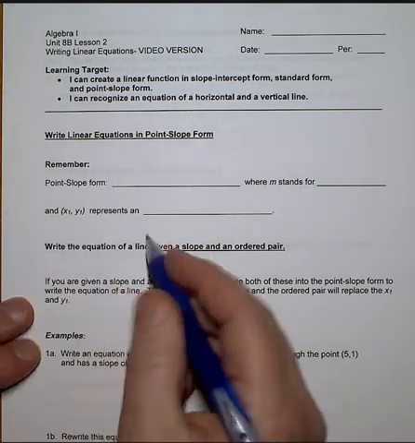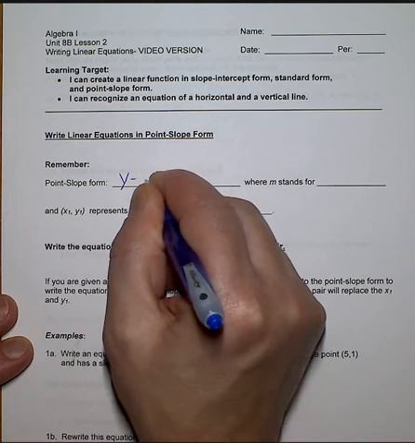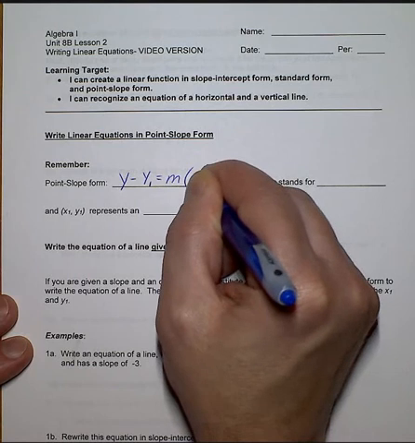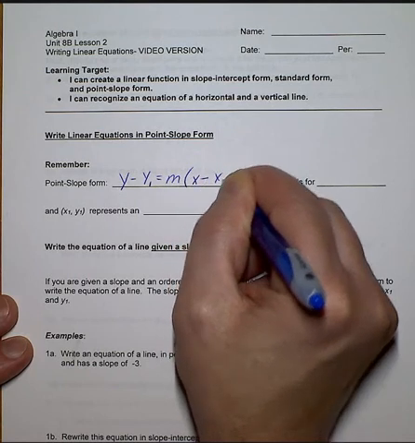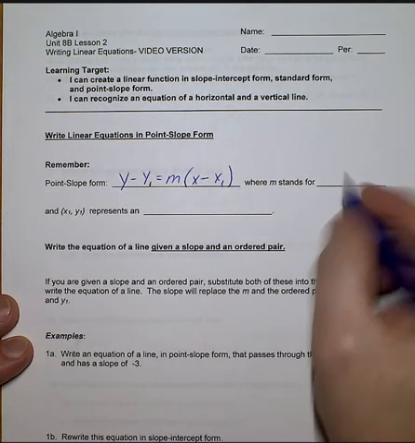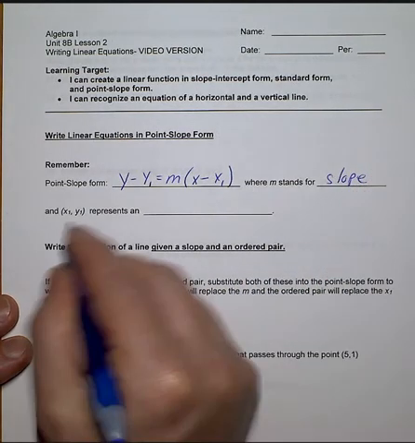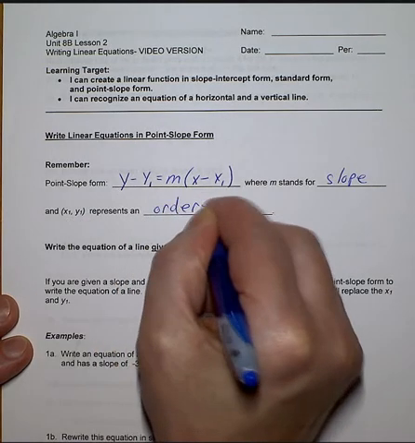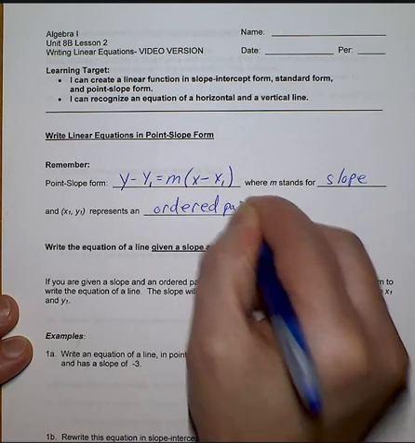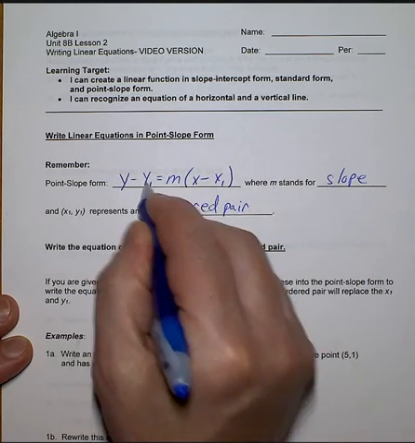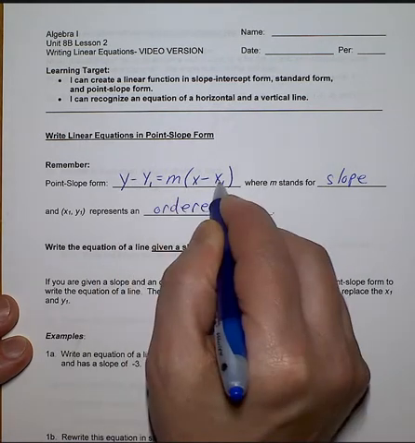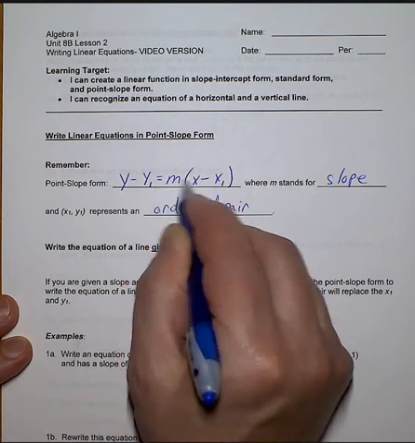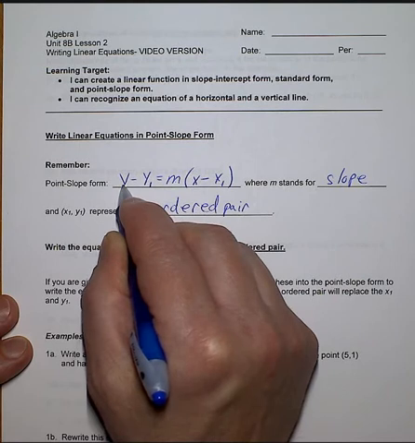Remember, point-slope form: y minus y1 equals m times the quantity x minus x1. Okay, where m stands for the slope, and x1, y1 just represents an ordered pair. So the y1, x1, that's the ordered pair. Those are the ones we're going to substitute. When we have an ordered pair, we're going to substitute in there, and we're going to substitute in for the slope. This x and this y, the ones without the 1, we do not substitute in for.